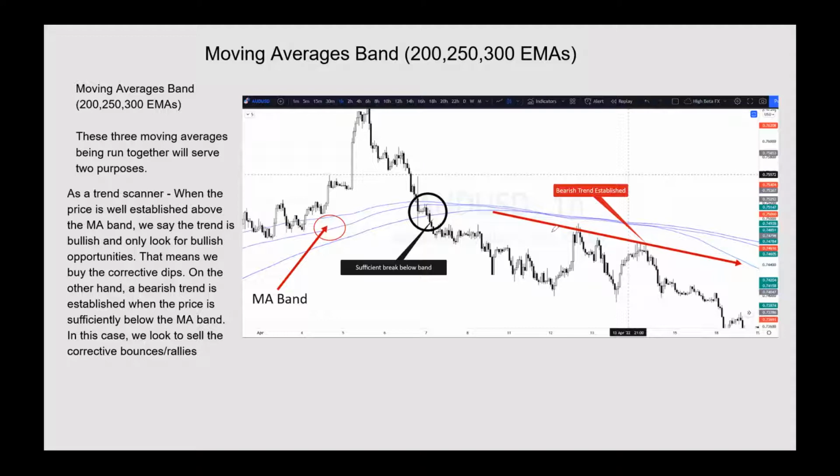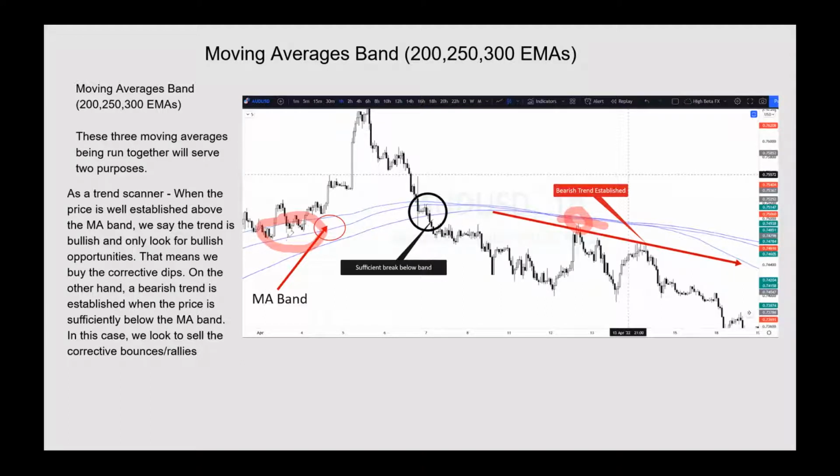How does it do that? When the price breaks the moving average band, we wait for the correction back to that band. So we want to use the band as a level of resistance in this case, or as a level of support in this case. So once the price breaks and makes a correction into the band, that is when we start looking for the end of the correction.